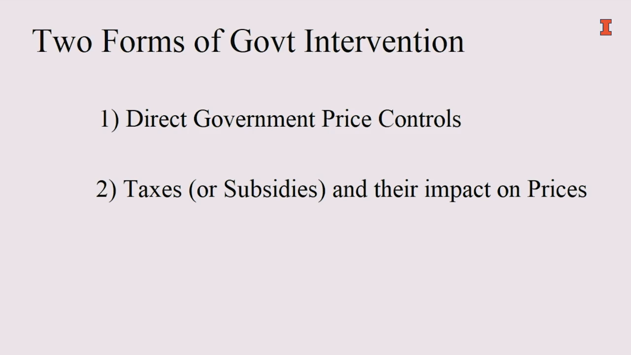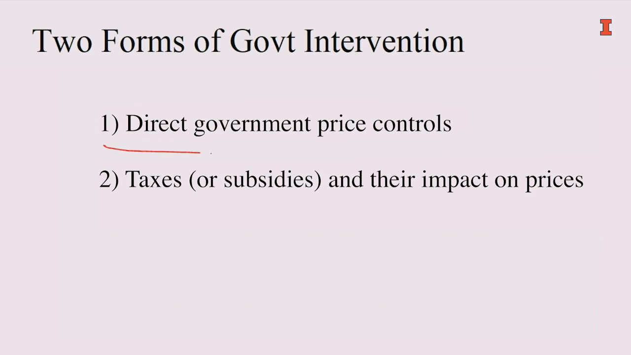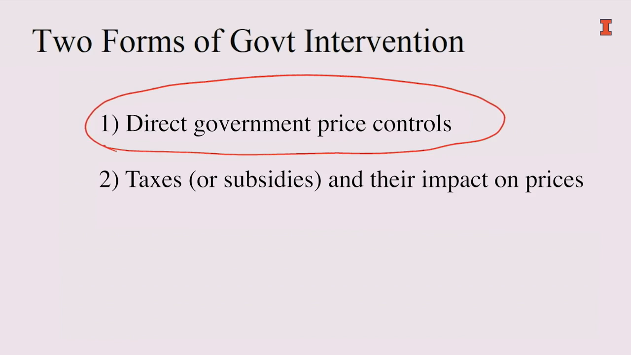In our previous video, we discussed that government intervention in the market can have impacts. It can have lots of impacts, but we are focusing on government intervention that has impacts on prices of the product, because that's what we're doing in this course: price theory. So we broke it down into two forms of government intervention: direct government price controls, or taxes or subsidies, and their impact on prices. In this video, we're going to focus on direct government price controls.